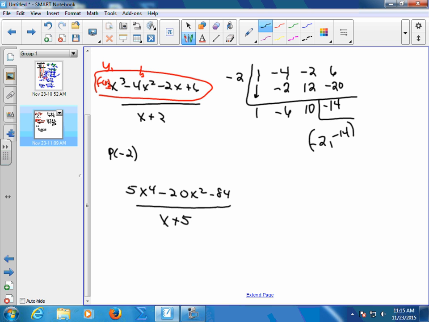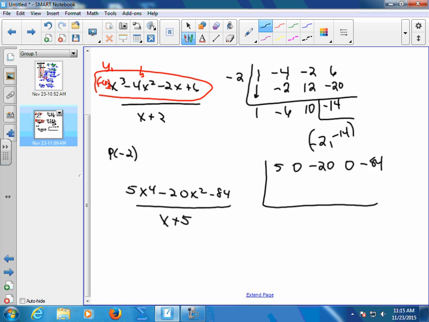Okay? What are my leading coefficients? 5, 0, good. 0. -20. Yeah. Then a 0. -84. Good. So let's check these. 4, 3, 2, 1, 0. Start them and check them, because if you leave those out, your answers are all wrong. You've got to go back to the drawing board.